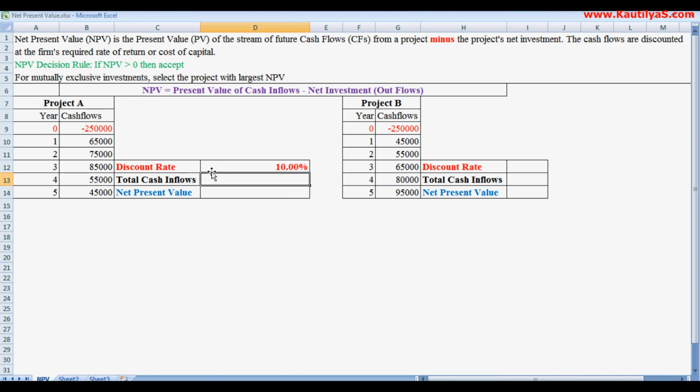First, let us see what the total cash flows are. So total cash flows from this project is 3,25,000. These are non-discounted cash flows. Next we need to calculate the net present value. Net present value is calculated using an equation: net present value equals present value of cash flows minus net investment, that is outflows.